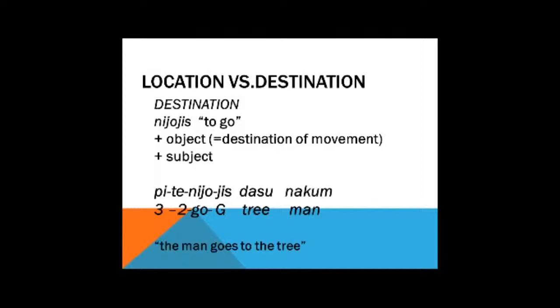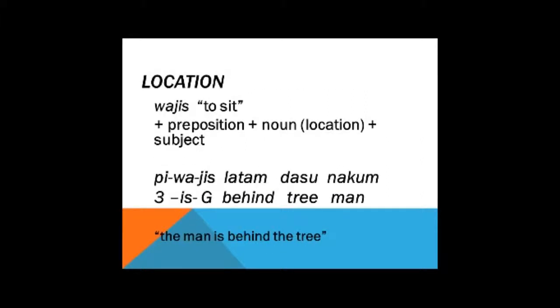So as a bit of revision, you'll remember within a sentence using a verb of motion, this is the structure in Latropeth. You've got the verb, for example here, niyoyis, to go, plus object, which is a noun that is conveying the destination of the movement, followed by the subject, who or what is doing the moving. So example: pi niyoyis tasuna kum. That would translate as the man goes to the tree. So you can see the verb, you can see the object expressing the destination, which is the tree, and the subject, the man. Now let's look at location, and let's see how the structure varies in Latropeth.